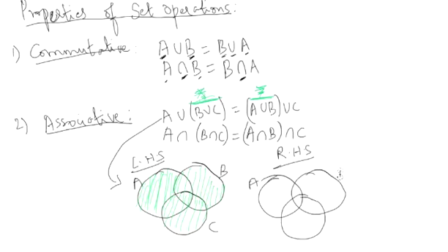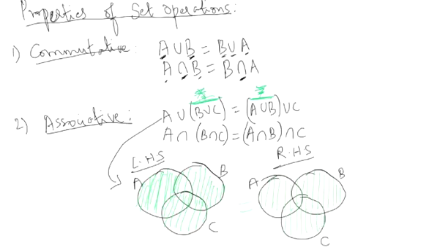You have A, B, and C. What do you see here? A union B is this. Then A union B, union C. What is C? This, the remaining part. Obviously, this is equal to this. Okay, hence you prove it.